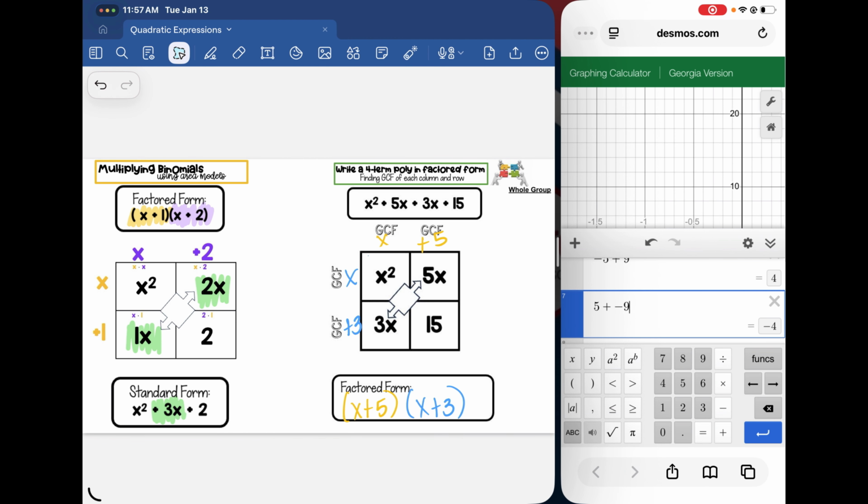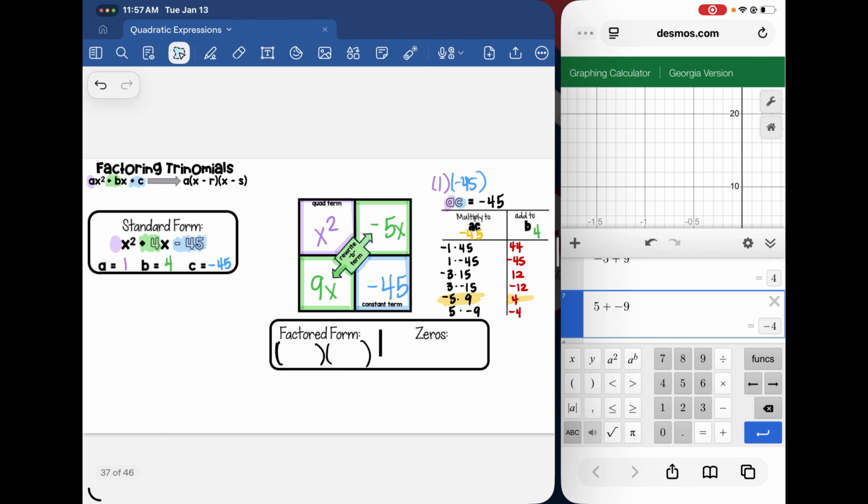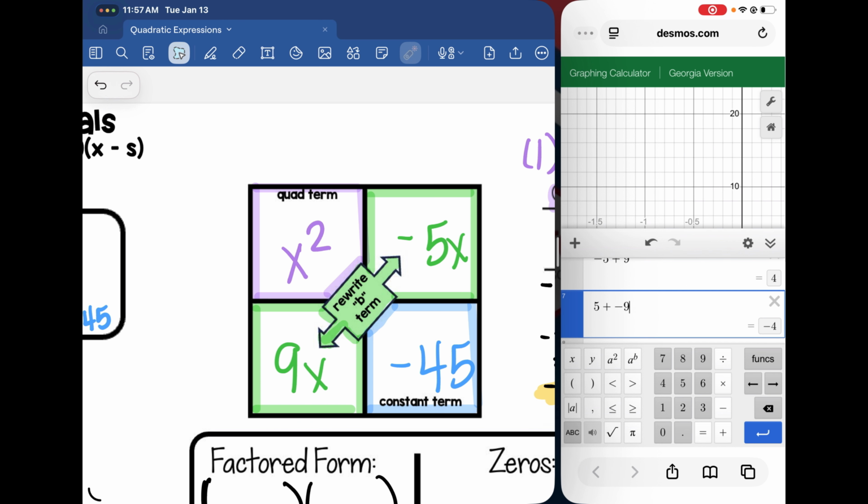So now this looks just like what we did on Monday, where we had our 4-term polynomial and we found the greatest common factor from each row by looking at patterns and structures. So let's look at some patterns and some structures. What can I multiply together that's going to give me x squared? An x and an x.